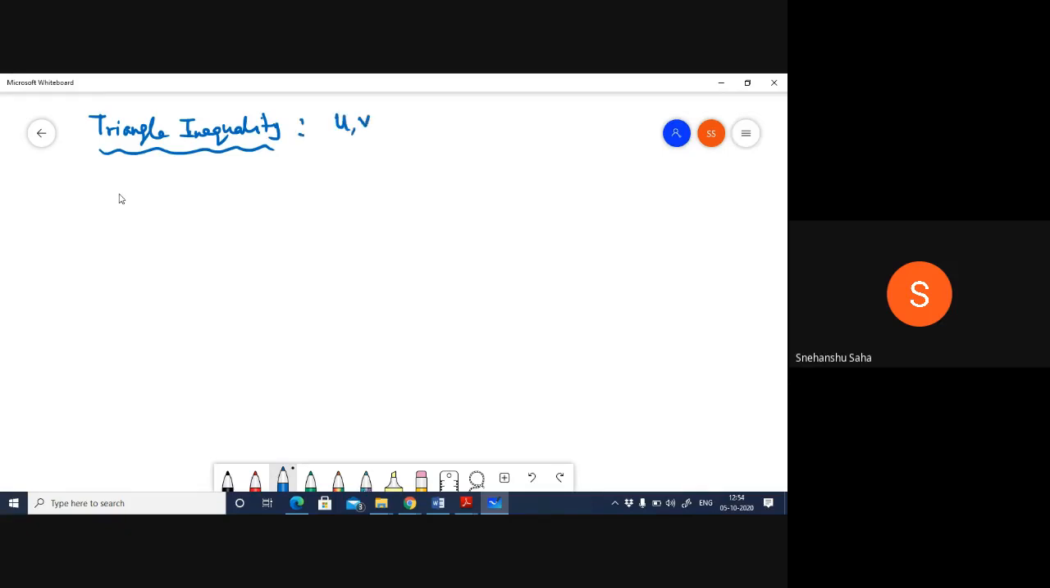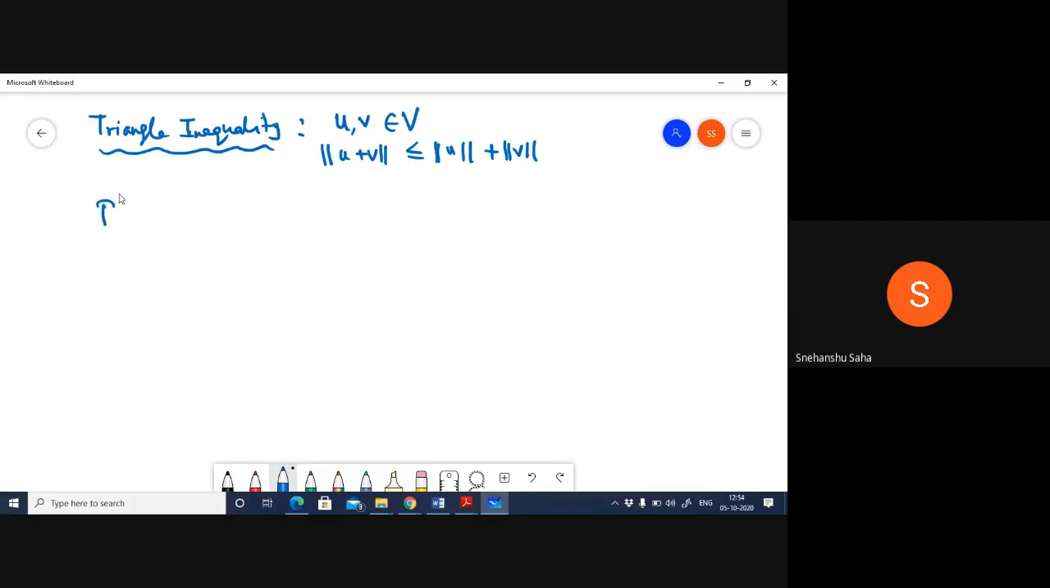Which says that if I have two vectors from the vector space, then norm of u plus v is less than or equal to norm of u plus norm of v. Okay. Once again, this will be an equality only if one of u and v is a non-negative multiple of the other. Okay. All right.